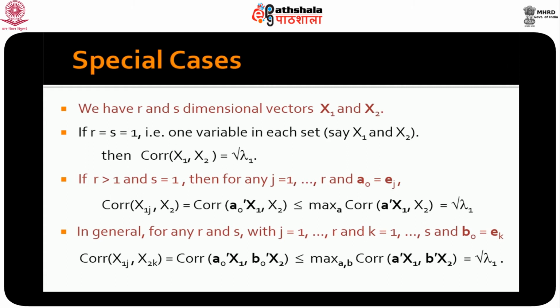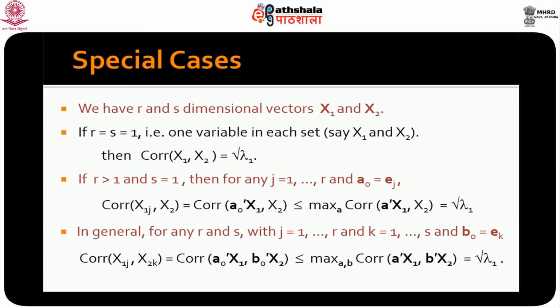Now suppose we have more elements in the first set, and suppose we just stick to a single element in the second set. In that case, we can write the first set of variables. If we want to pick up a single variable from this, we choose a prime as 0 0 0 1 0 0 0, where 1 comes in the kth position.